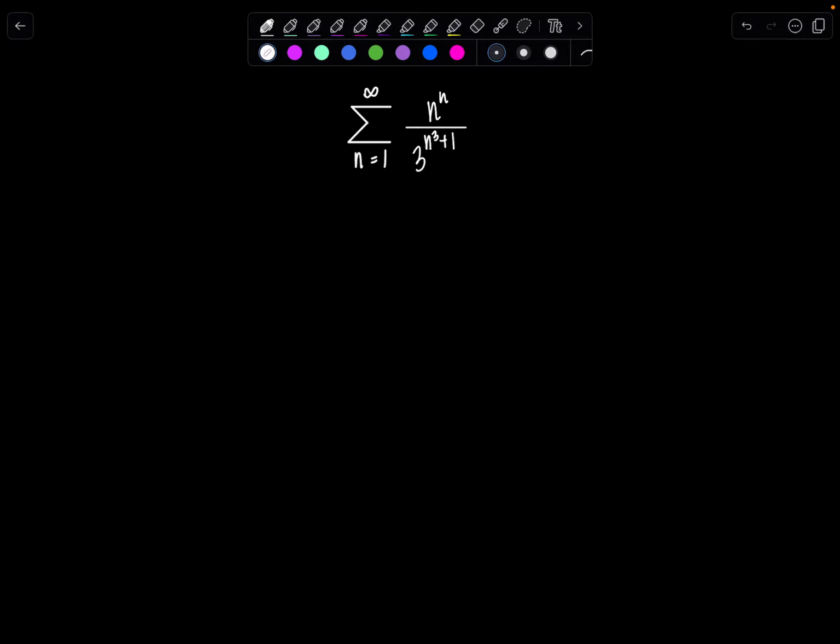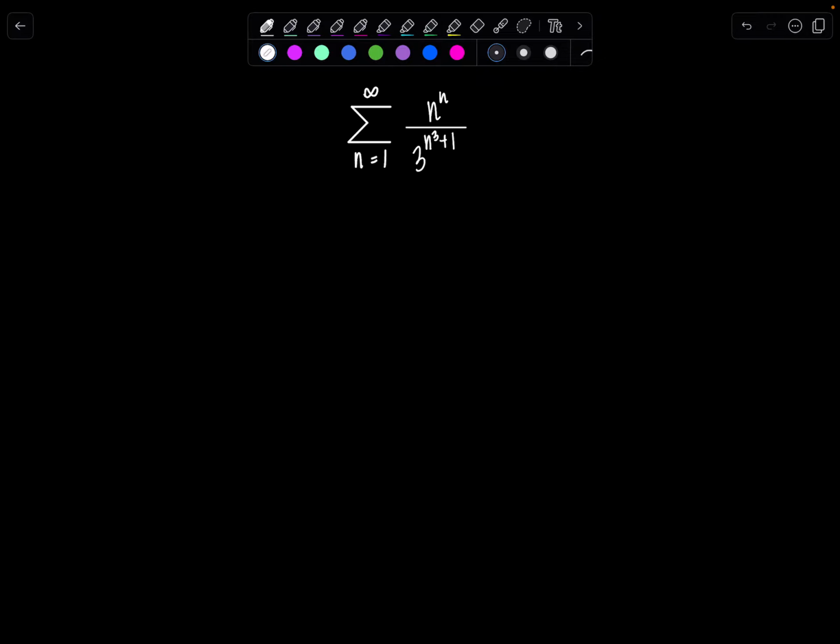Here is your latest series of the day, and this one is thanks to one of our channel members who requested that I determine the convergence or divergence of this infinite series. So we have the sum n equals 1 to infinity of n raised to the n over 3 raised to the n cubed plus 1. So if you want to pause the video, try it on your own.